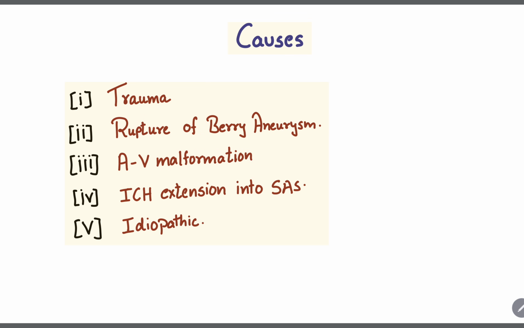So what are the causes of subarachnoid hemorrhage? Harrison says, excluding trauma, the most important cause is rupture of berry aneurysm. Therefore, the most common cause overall is trauma. The second most common cause is rupture of berry aneurysm. The third is AV malformations, which can be congenital or acquired. The fourth is intracranial hemorrhages extending into the subarachnoid space. And lastly, idiopathic.